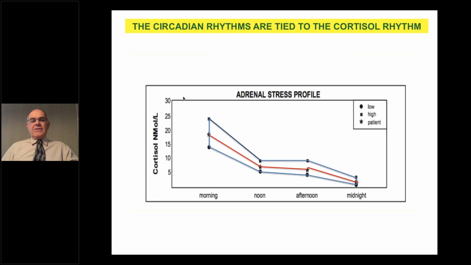So if we were to look at the natural and the normal circadian rhythm, this one's cortisol, the red line is sort of right down the middle. The 2 blue lines are representing sort of the highs and the lows as far as reference ranges.